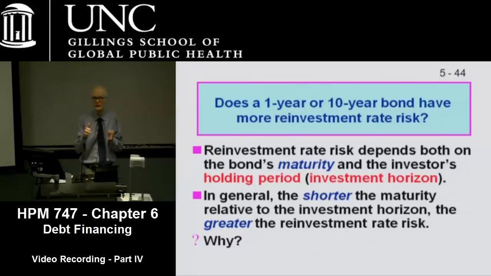So you invest for 2 years. At the end of the 2 years, what happens? What must you do with the principal? You have to reinvest it. What might have happened? Interest rates could have fallen. So you face the risk that the reinvestment interest rate will be less than current interest rates. So the more frequently you're buying new bonds, the greater the reinvestment rate risk. So long-term bonds have greater price risk. Short-term bonds have greater reinvestment rate risk.